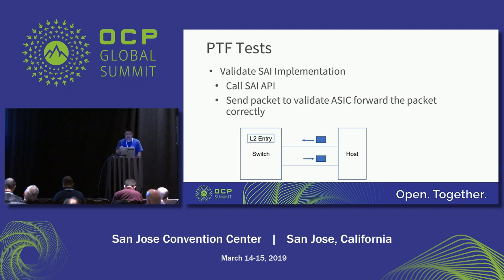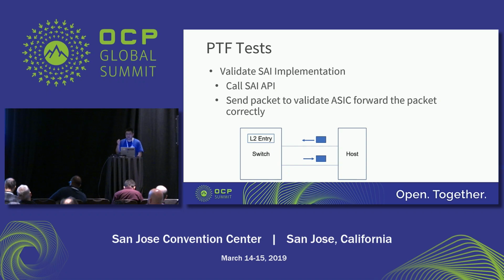And then once the ASIC is configured, it sends a packet to validate whether the ASIC is forwarding the packet correctly or not. So for example, here we have a switch that is connected to the host using 2 ports. The PTF test works like this: first we call the SAI APIs to add a layer 2 interface in the switching ASIC, the forwarding interface. Then from the host side, we send a packet with a destination to match that layer 2 interface.